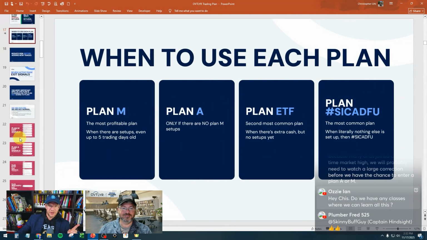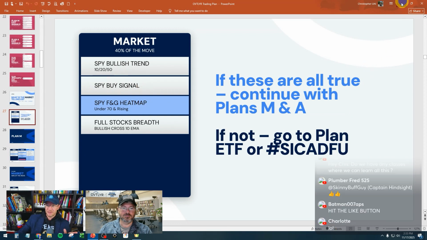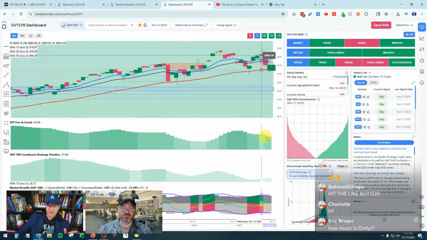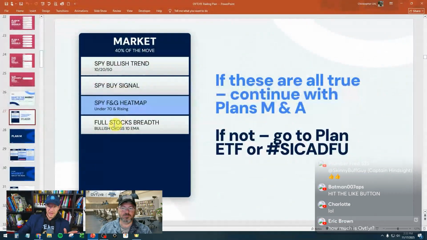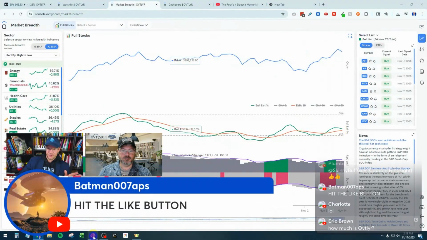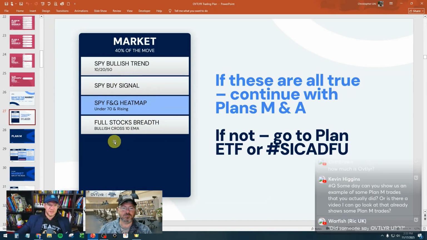So on these two over here, we've been out of the market for a minute because the SPY being inside of a bullish trend is true. However, the SPY buy signal has flipped to a sell. The SPY fear and greed heat map is under 70 and falling. Let's go to that real quick. Under 70 and falling. So it's getting more fearful, less greedy. And then the breadth is crossed over, but you don't find one thing on its own. You need all the market signals moving in your favor. So for me, my friend, I don't see any reason to trade.